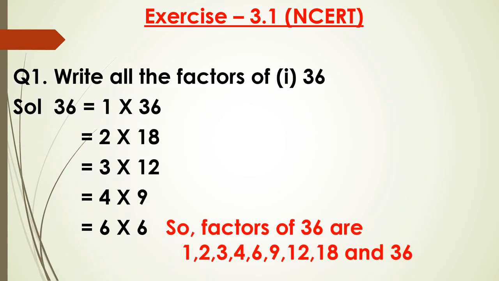Exercise 3.1 of NCERT, question number 1. Write all the factors of 36. Start from 1, the smallest natural number. 1 36s are 36. 2 multiplied by 18 is also 36. 3 12s are 36. 4 9s are 36. And 6 6s are 36. Now no need to repeat any other number. When 6 and 6 are both the same or both are consecutive numbers, then we will stop there. So these are all the factors.